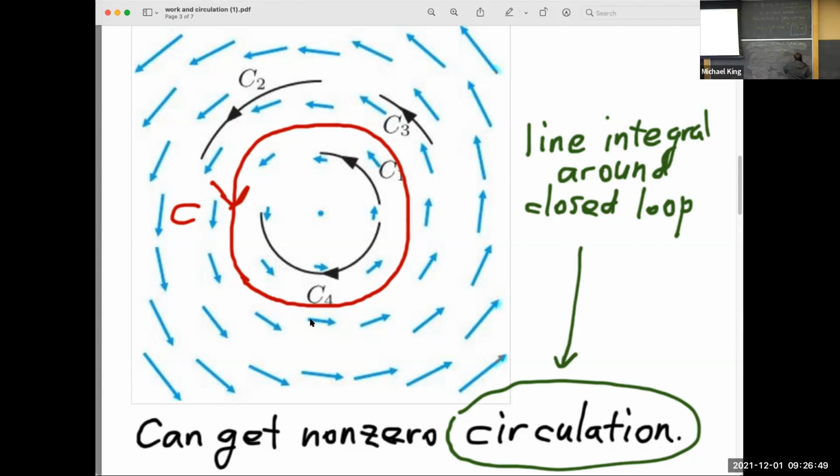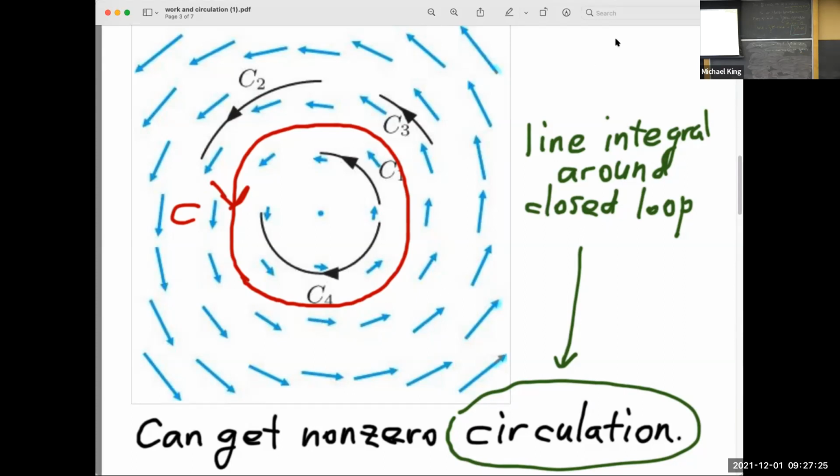In some books, I don't think in our book, but in some places, they actually put a little circle on the integral like that. Yeah, it can be any closed loop. It doesn't have to be a circle. It's a circle in that picture, but we'll see some examples in a second where it's a closed loop. So some books actually put a circle around the integral.